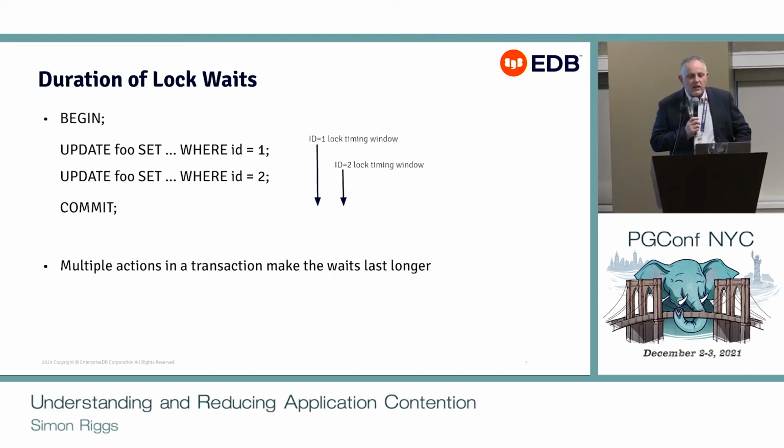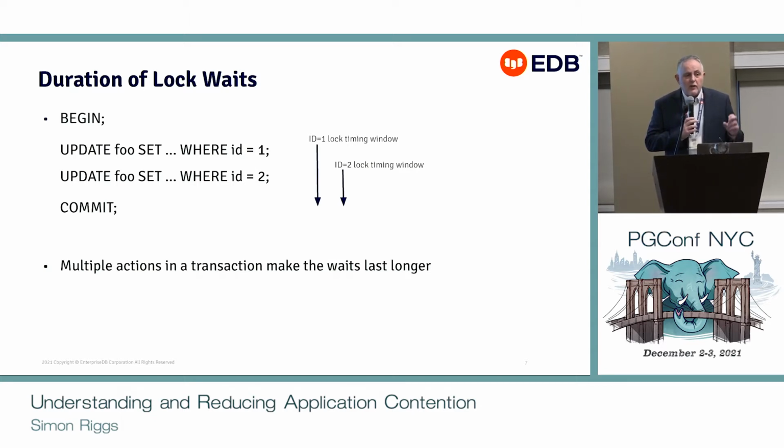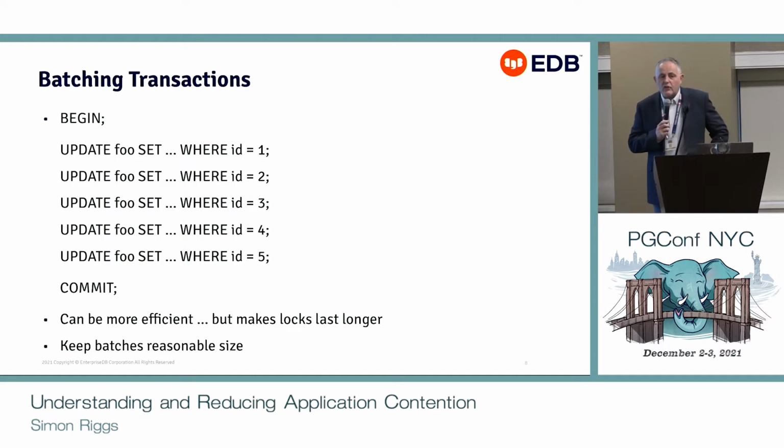So how long do the locks wait? Well, they start from when you take the lock and they end at commit. So if you're taking multiple locks in a transaction, then the first lock you take will last the longest, then the second lock, and then the third lock, etc. So multiple actions in a transaction make the waits last longer because obviously the whole transaction is lasting longer as a result. So the bigger, the fatter the transaction, the longer the duration of the lock waits that you will see. And obviously, if you batch together transactions, doing lots of actions inside one transaction, then the lock waits will grow substantially as a result.